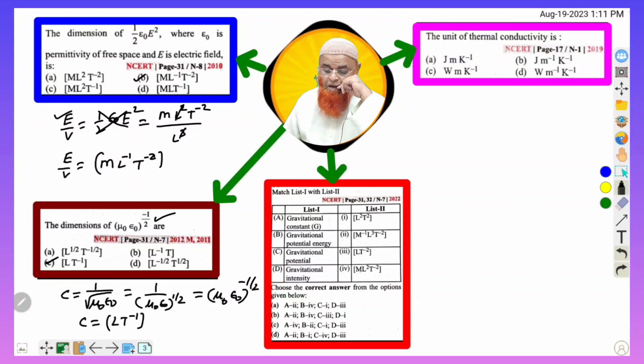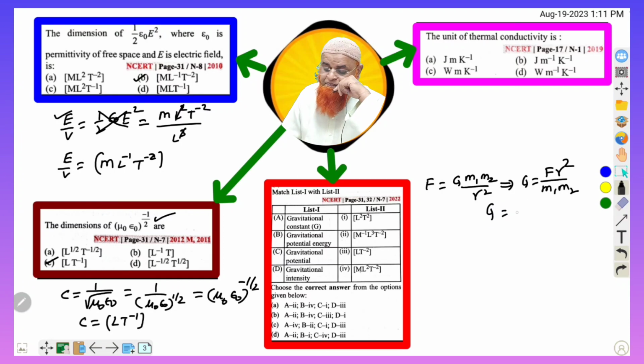Okay. Now, how to find the dimensional formula for the third match the following list here? So gravitational constant. What is the formula for gravitational constant? For gravitational constant we write F is equal to G m1 m2 by r square. So we need to find the dimensional formula for G. So G is equal to F r square by m1 m2. And you know, F is nothing but M L T power minus 2.